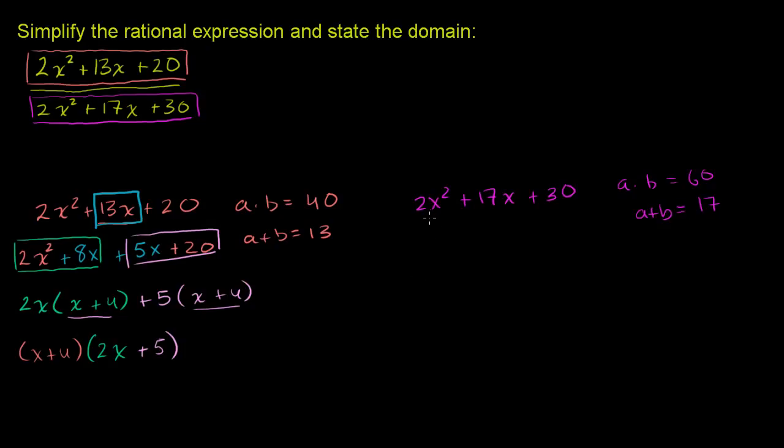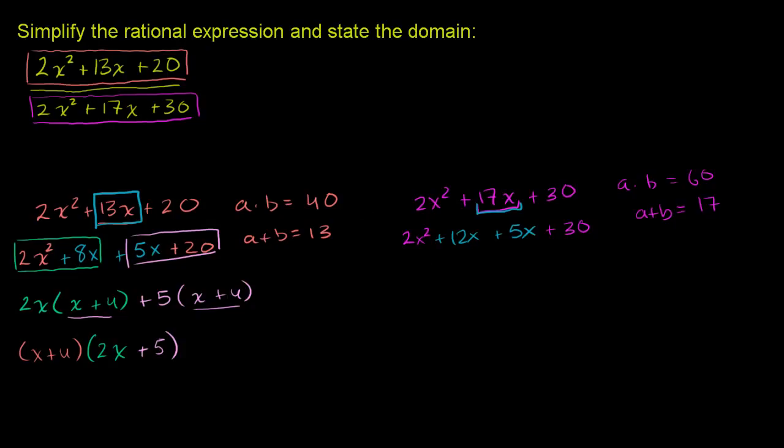So let's split this up into 2x squared. So we're going to split up the 17x into 12x plus a 5x. Right? That adds up to 17x. And when you multiply 12 times 5, you get 60. And then plus 30.